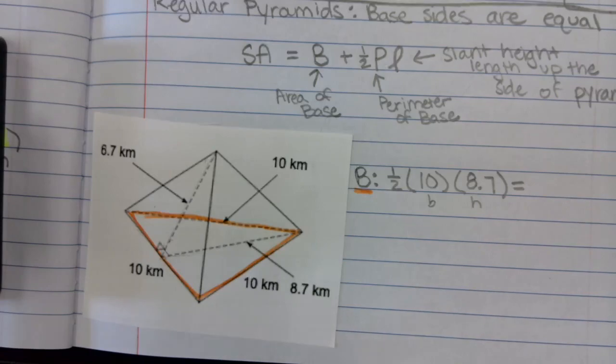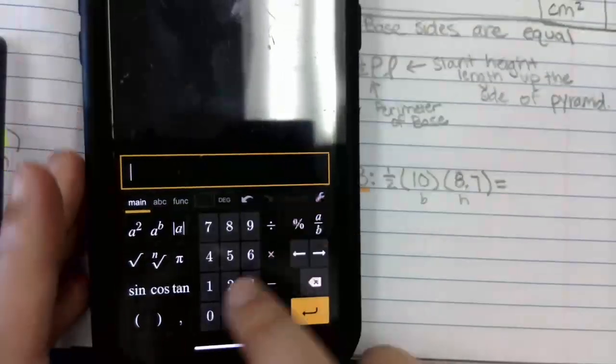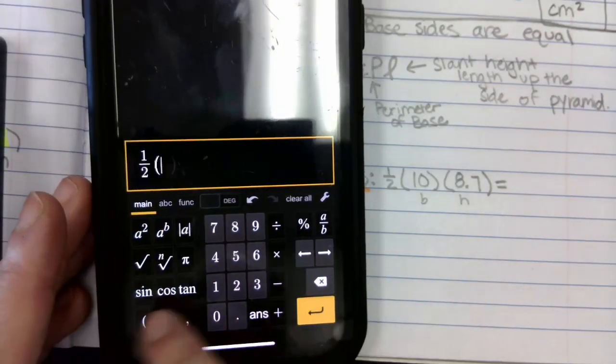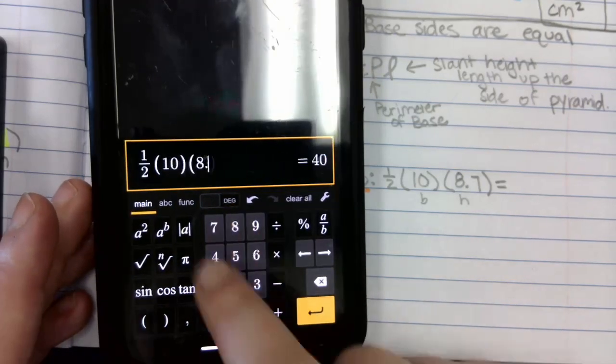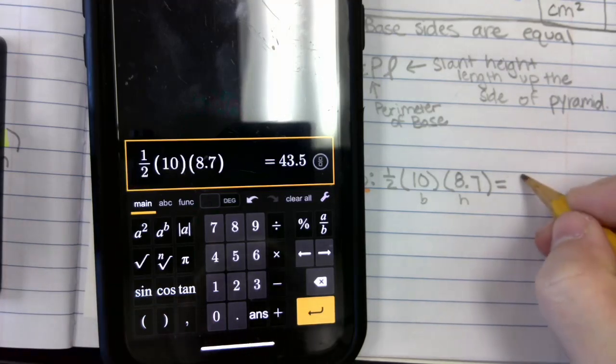Okay, again, use our handy-dandy calculators. 1/2 times our base, which is 10, times our height, which is 8.7. We get 43.5.